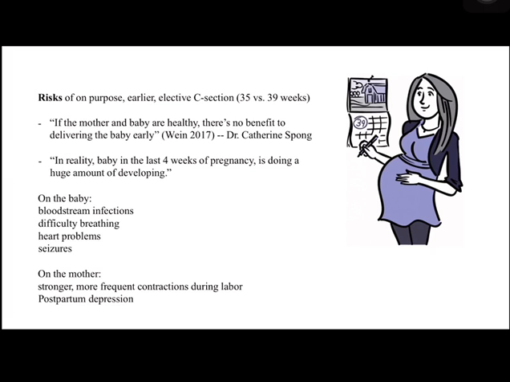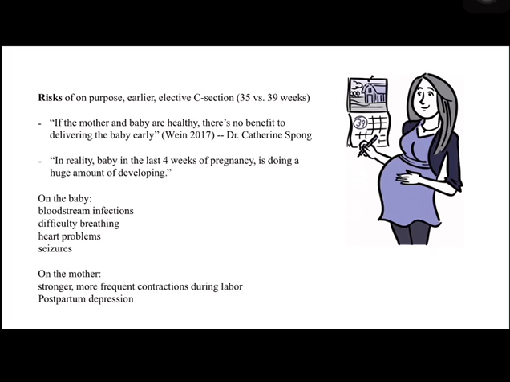Here are more detailed risks of the earlier on-purpose elective C-sections. If the mother and baby are healthy, there is no benefit to delivering the baby early, said Dr. Catherine Spong in the news. And actually, the baby in the last 4 weeks of pregnancy is doing a considerable amount of development, especially at 39 to 40 weeks of the pregnancy.